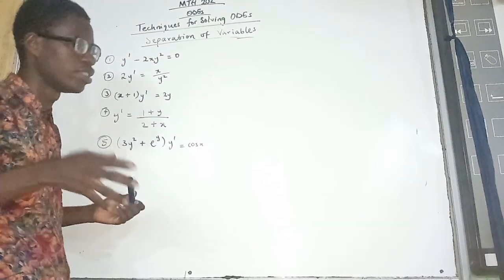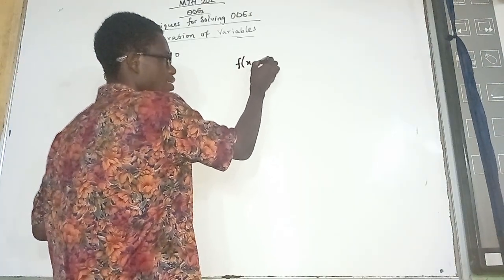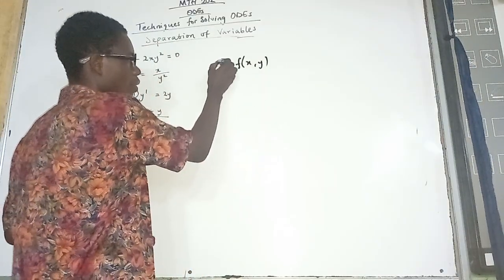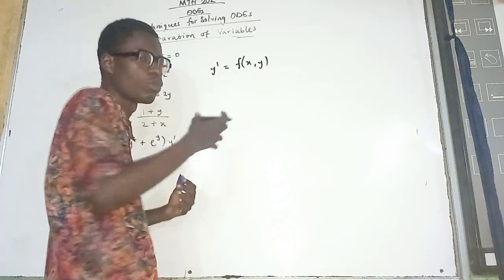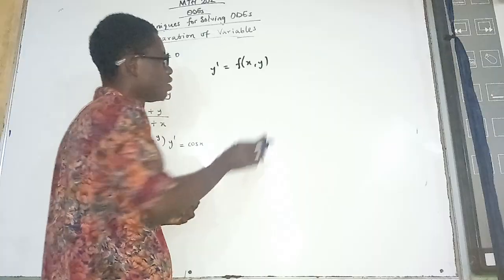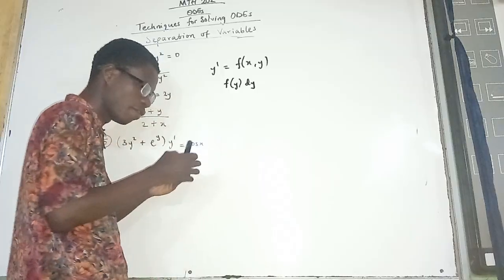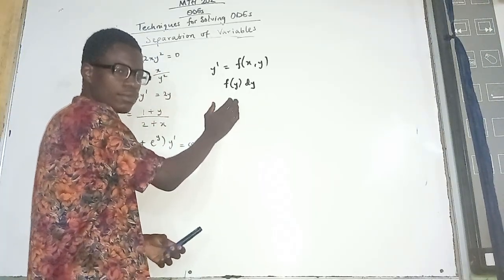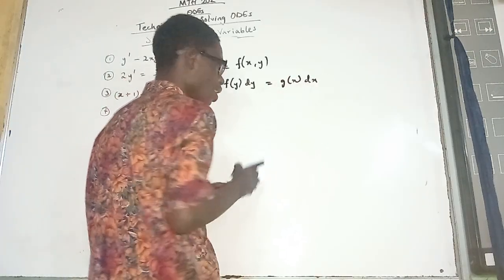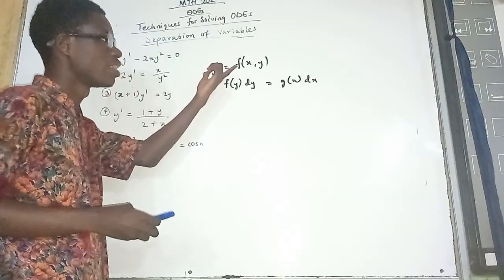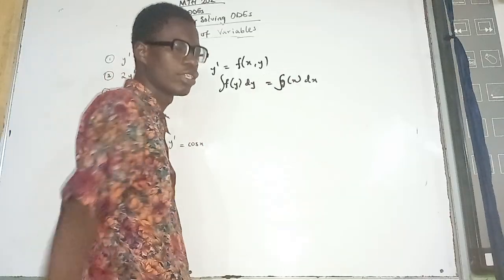What are really ODEs that are separable? Now we have an ODE that is a function of both x and y. Let's say y prime equals a function of x and y, an implicit function. We can easily separate some ODEs into something like f of y dy, that means every function of y on one side is equal to a function of x on the other side. So if you can express your ODE in this form, you can easily integrate both sides and get your answer.